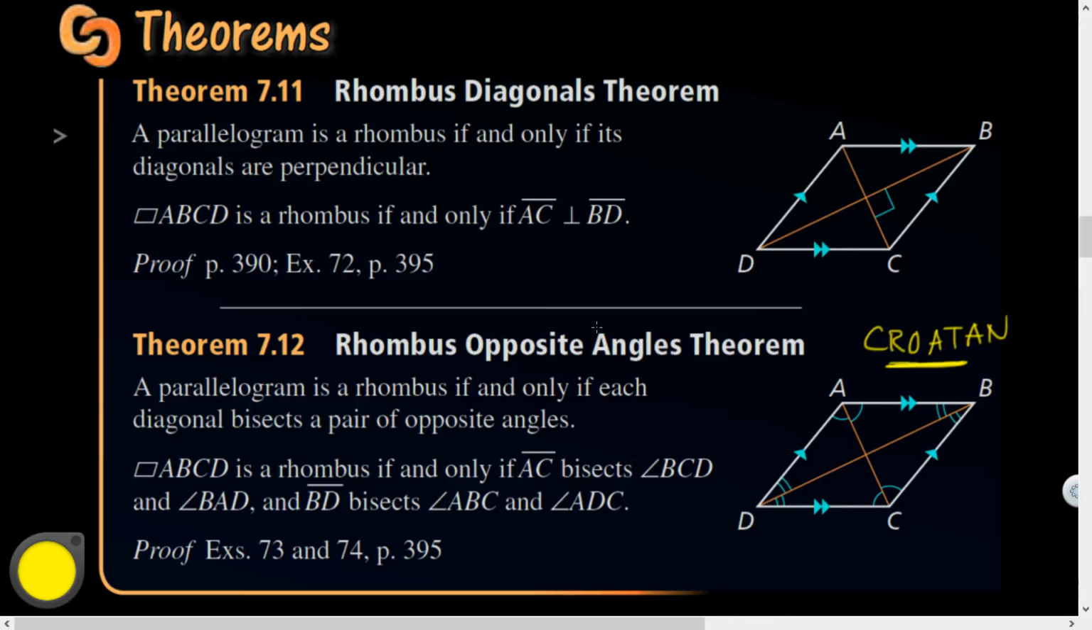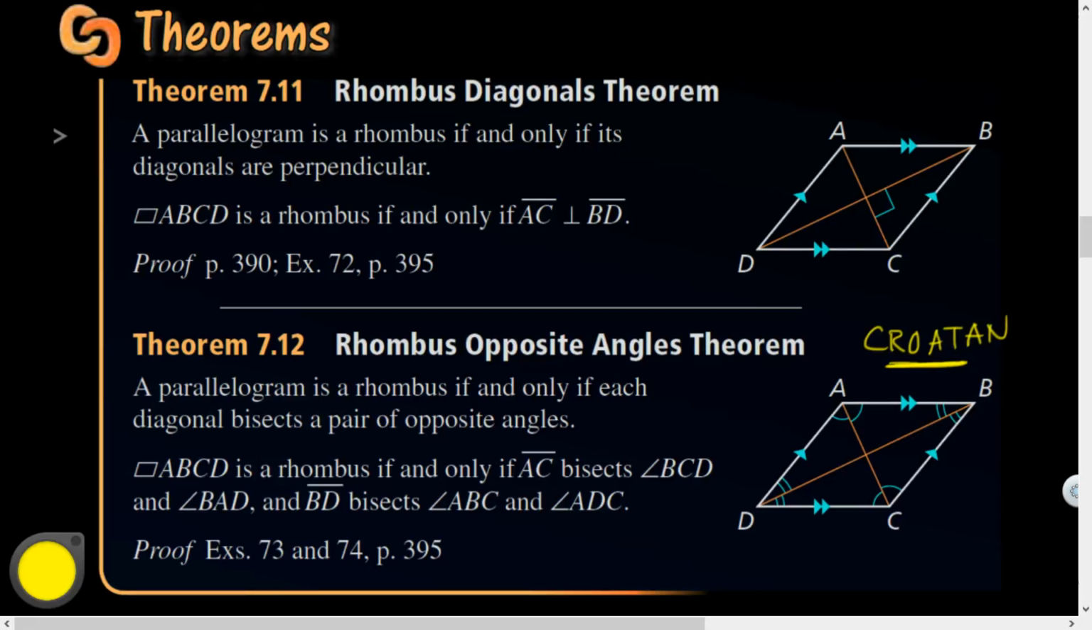Parallelogram is a rhombus if and only if each diagonal bisects a pair of opposite angles. Wow. Yeah, you can go look that up someday. No one knows. No one living knows, anyway.